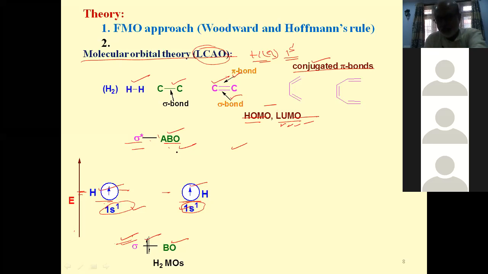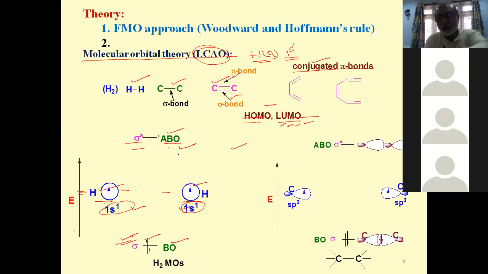Now let us extend this one to a molecule with carbon-carbon sigma bond. How this carbon-carbon sigma bond is formed? The bottom we have this carbon-carbon sigma bond. That is, this is one carbon, this is another carbon. They are formed by the overlap of sp3 orbital of one carbon with the sp3 orbital of another carbon. Now, sp3 orbital is just like an atomic orbital, but only thing is that it is a hybrid orbital. It is not a pure orbital.